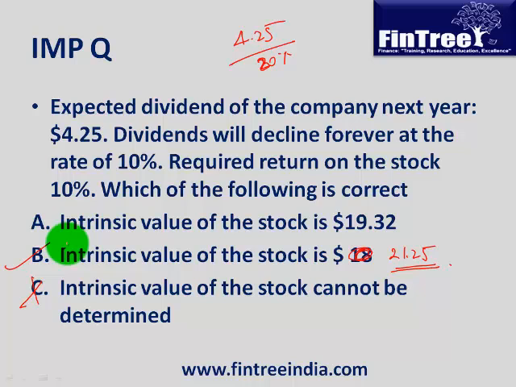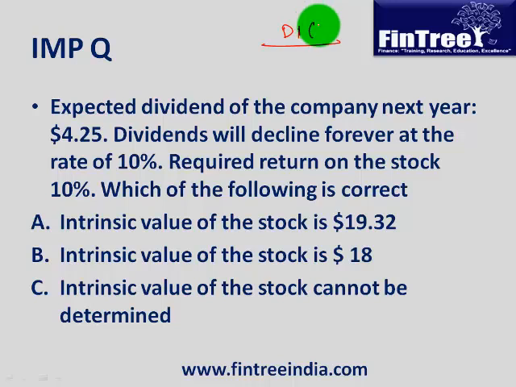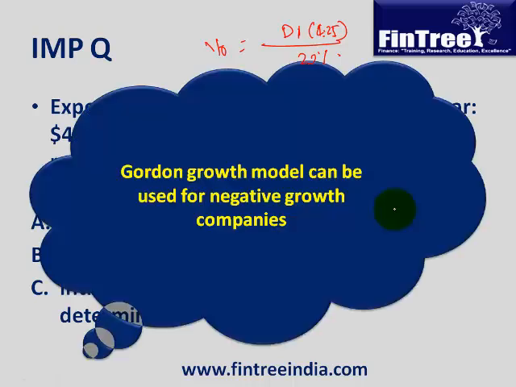No, no, no. This is dividend of time 1, 4.25, correct? Divided by R minus G. So R minus G is coming out to be 20%. This gives you value of time 0. So value of time 0 is coming out to be that number. Are we good to move? So the conclusion is the Gordon growth model can be used for negative growth companies.